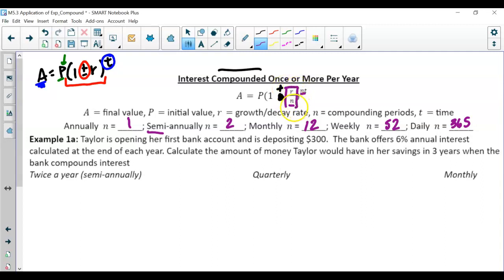So notice the difference now. We're going to take that rate, divided by that n value, and then we are also going to raise not just to the t power, but n times that t power.